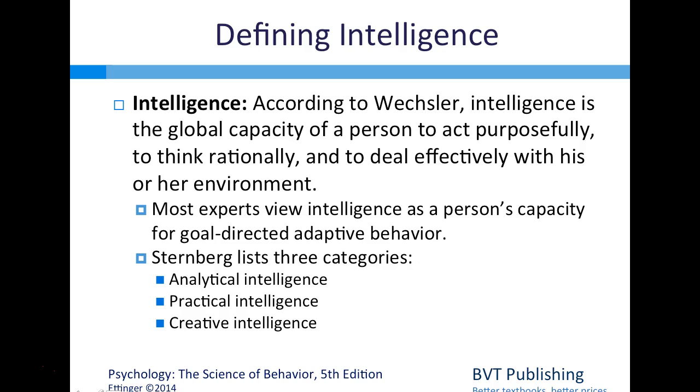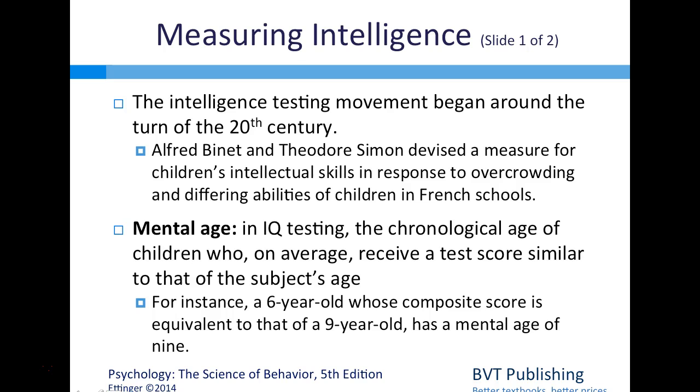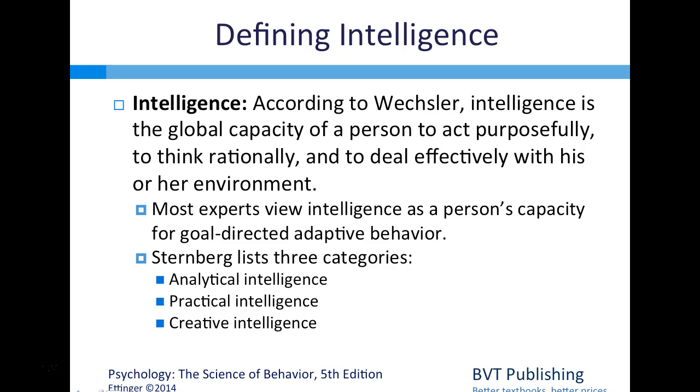So, analytical intelligence is defined as the ability to write clearly, do mathematics, and read critically. Practical intelligence is knowing how to do and fix things, skills, and street smarts. And creative intelligence is the ability to formulate and to solve problems.